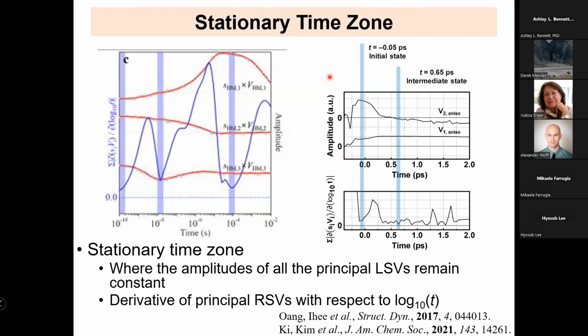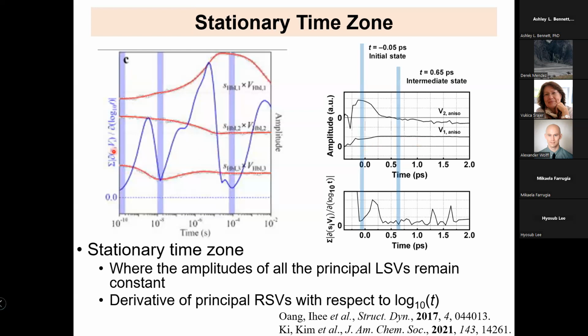In SAPA, the most critical concept is to identify the stationary time zone. As the name suggests, this stationary time zone is a temporal region where the data does not change. To determine this stationary time zone, we differentiate the RSVs and take the absolute value of the derivative. Here I brought two examples to illustrate this. The left one is the data for the homodimeric hemoglobin, and the right side is from the data for the optical Kerr effect obtained from the acetonitrile solvent.